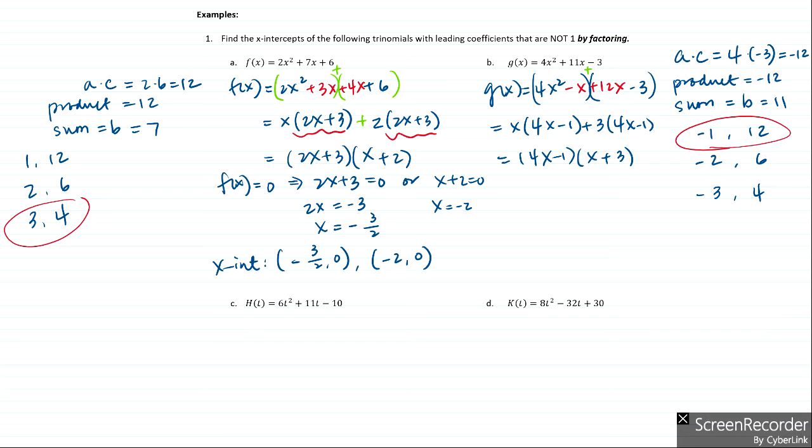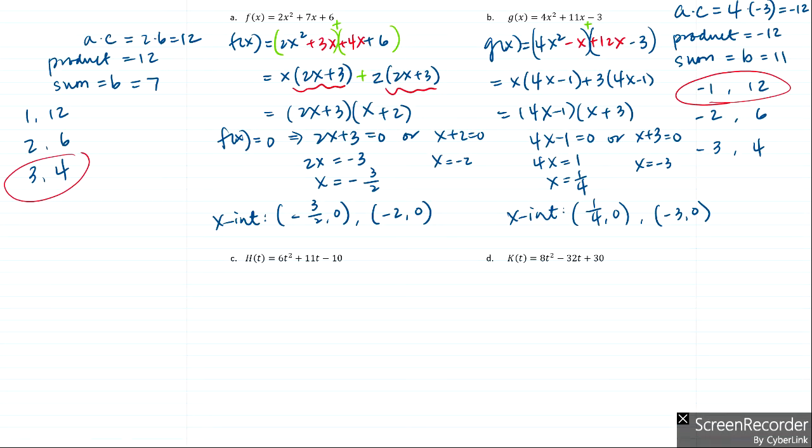To find the x-intercept, we can do the same process as before: let each expression in the parentheses equal to 0, based on the zero product principle. So we get 4x minus 1 is equal to 0, or x plus 3 is equal to 0. And 4x equals 1, x equals 1/4 will be one solution. Alternatively, we can have x is equal to negative 3. And therefore, the x-intercepts are (1/4, 0) and (negative 3, 0). And that's how we can find them.